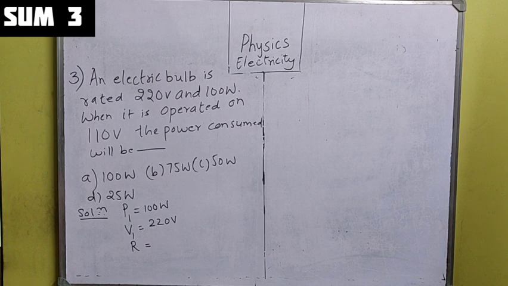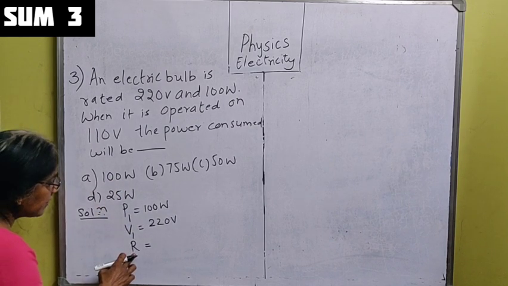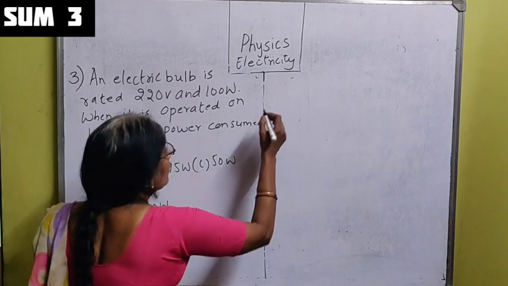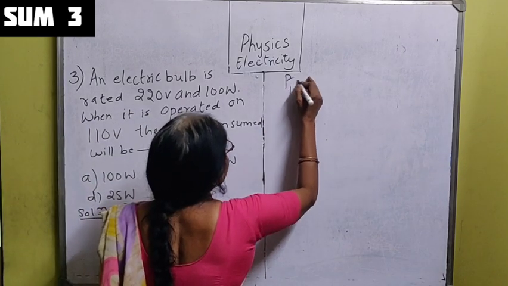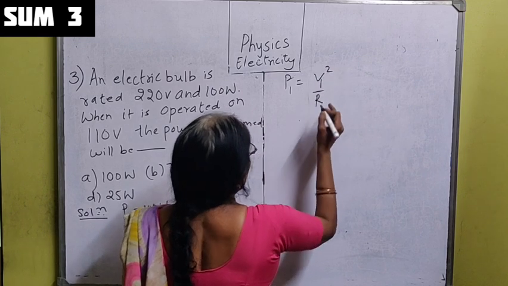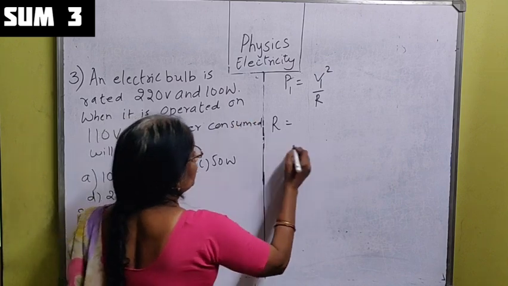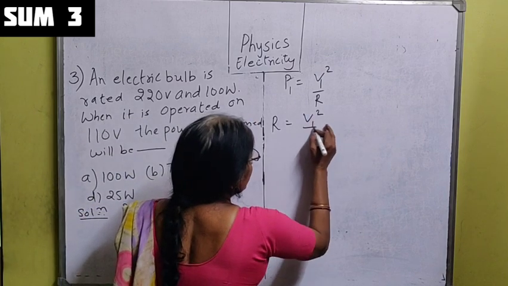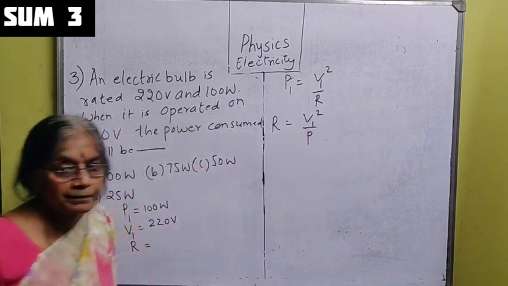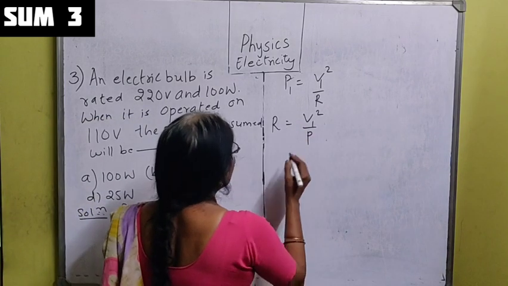So what does the equation say? P1 is equal to V1 square by R. So power is equal to V1 square by R. So what is R equal to? R is equal to V1 square by P. Okay, then let us find out what the resistance is.